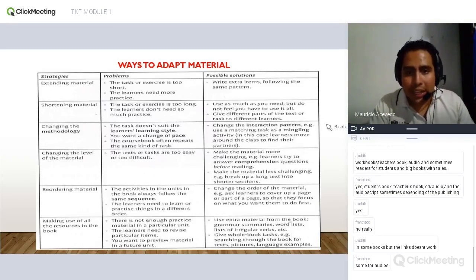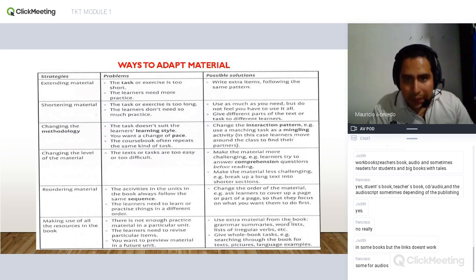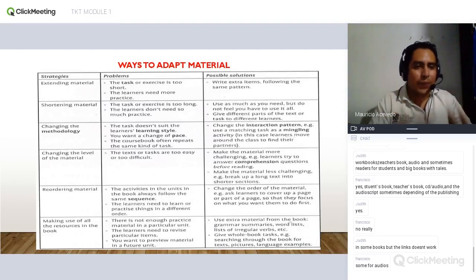Use extra material from the book: grammar, summaries, word lists, a list of irregular verbs, etc. Or give whole book tasks. Example, searching through the book for text, pictures, language examples, etc. Okay, so basically we have two left.